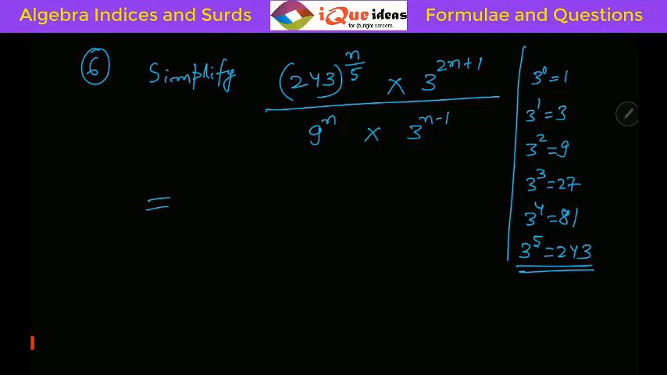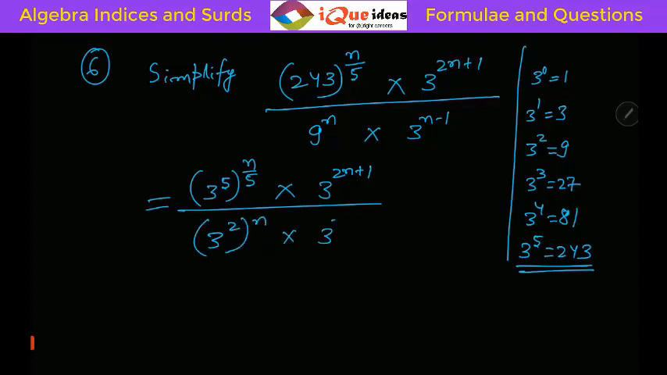This expression can be written as, in place of 243, we can take 3 raised to the power 5 whole to the power n by 5. Now multiply by 3 raised to the power 2n plus 1. Now divide by 9 to the power n. 9 can be written as 3 square to the power n, into 3 to the power n minus 1. So in numerator we have, now this 5 and n by 5 will get multiplied and 5 gets cancelled. So we have 3 to the power n into 3 to the power 2n plus 1. In denominator we'll have 3 to the power 2 into n, that is 3 to the power 2n, into 3 to the power n minus 1.